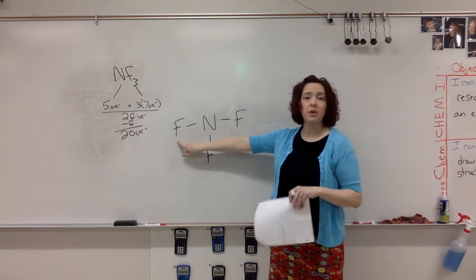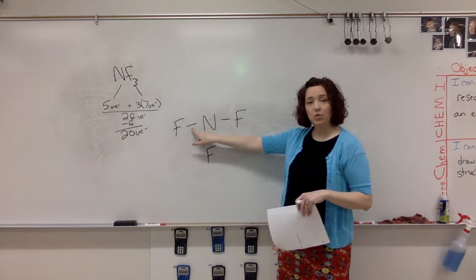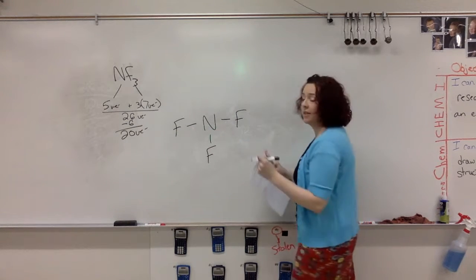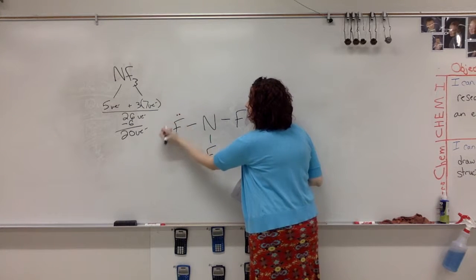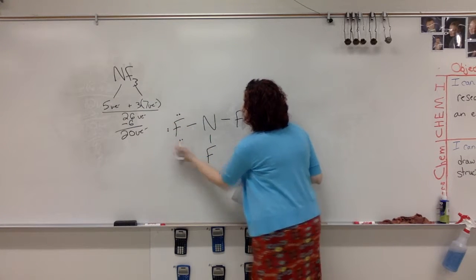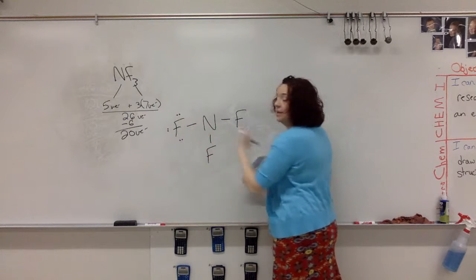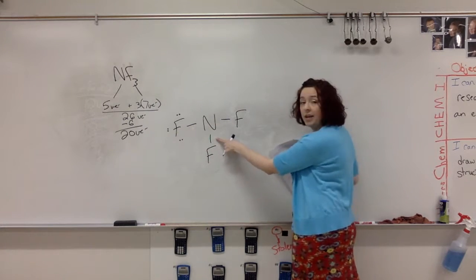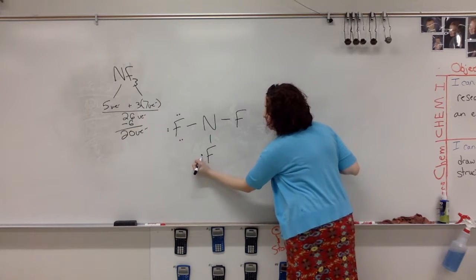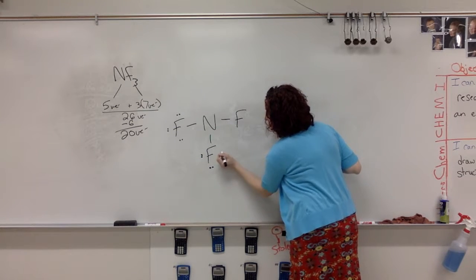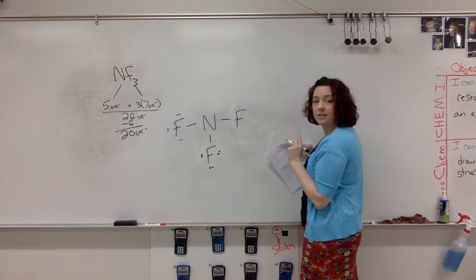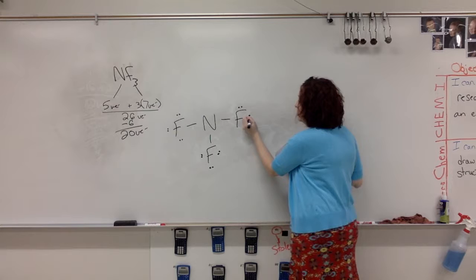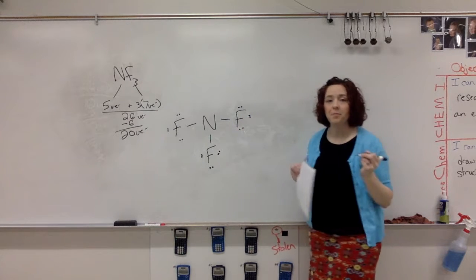Okay, so let's start with this fluorine. It already has 2 electrons, so we need to put 6 more so that it has 8. And they're going to be dots. So 2 on the top, 2 on the side, 2 on the bottom. That fluorine is now surrounded with 8. Okay, now the bottom one. It already has 2, so we're going to put 2 on the side, 2 on the bottom, 2 more on the other side, so now he has 8. Last fluorine, 2 on the top, 2 on the side, 2 on the bottom.